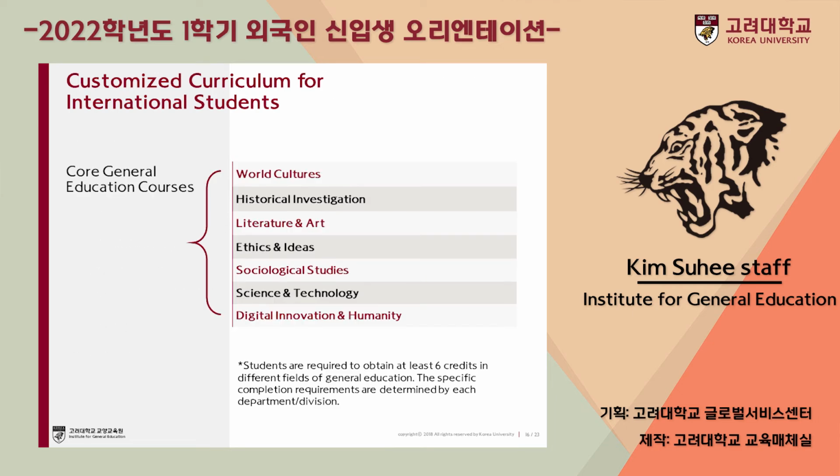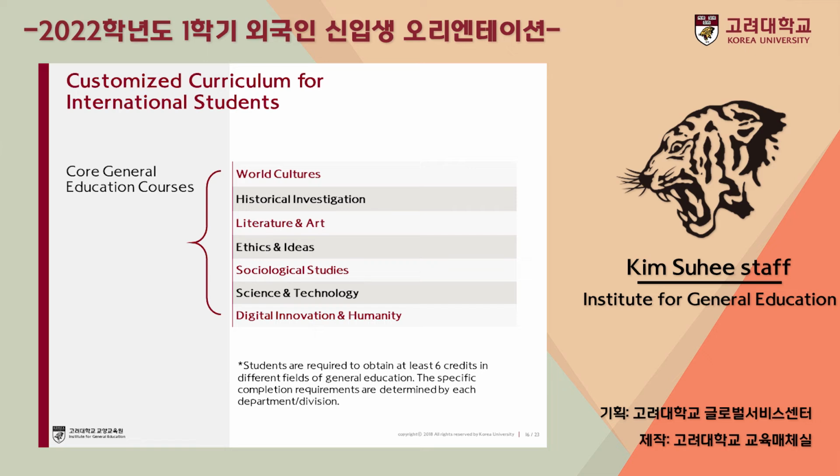Let's move on to core general education courses. Core general education is categorized into 7 different areas. And the 4 areas on the upper side in this slide belong to the humanities sub-area. Students need to obtain 6 credits with core general education courses, and among 6 credits, 3 credits must be obtained from the humanities sub-area.